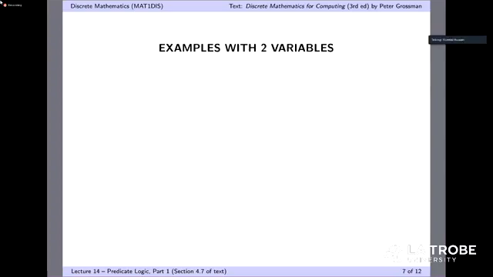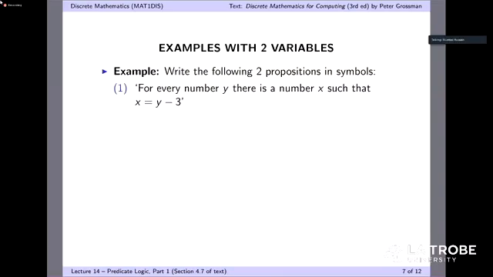Now, there are lots of examples I'm going to do. As I said previously, when I said there are 3 variables, we're done there. It's just for understanding purposes that I'm giving more and more examples. Now, what happens if you have 2 variables? Write the following 2 propositions in symbols. For every number y, there is a number x such that x is equal to y minus 3.